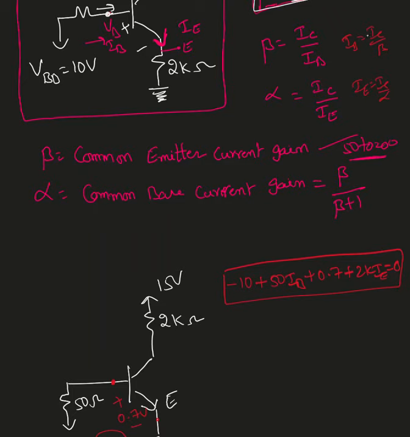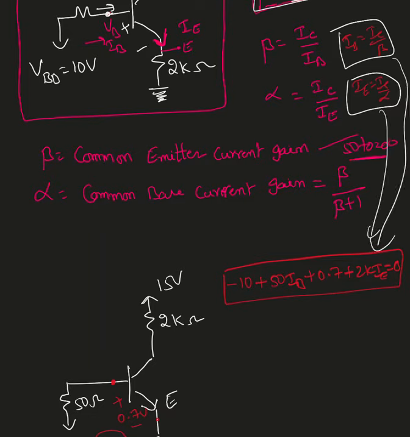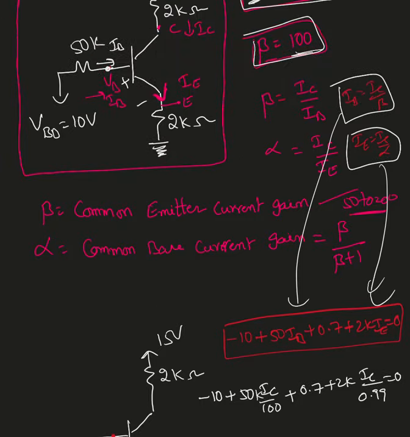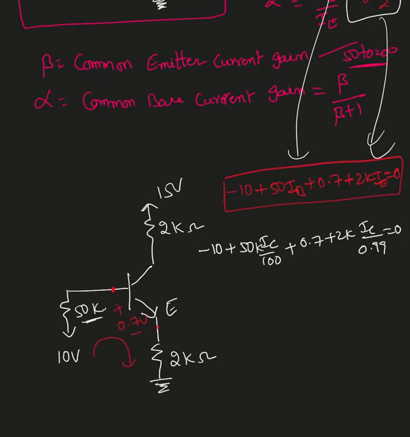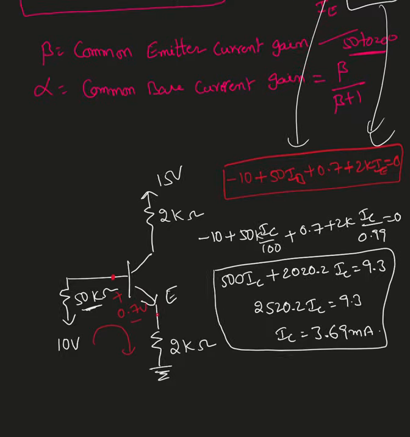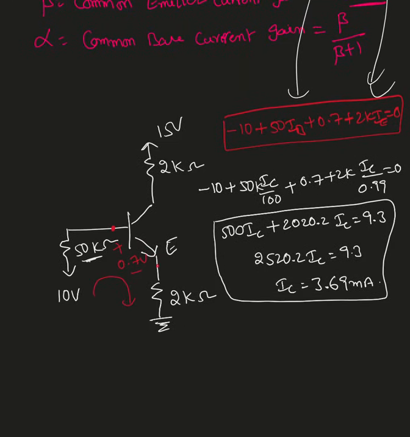So what I'm going to do is substitute these two equations, the IB and IE values, right here. Small correction, I mentioned it's 50 ohms, but the actual value is 50K ohms. So I just corrected it here. So that's 50K ohms. Here I solved the equation. I found IC equal to 3.69 milliampere. Once I have IC, I can find IE as well as IB.